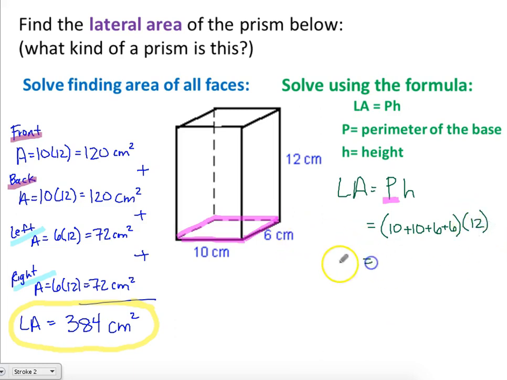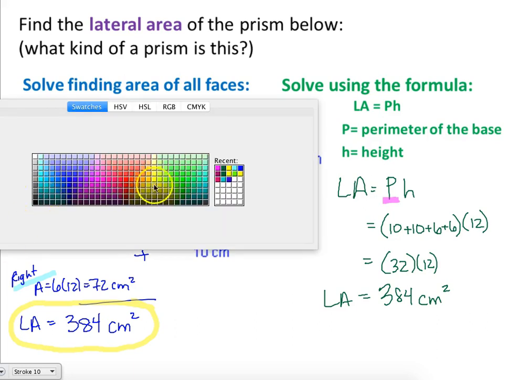So the lateral area is going to be equal to 10 plus 10 is 20 plus 12, that's 32. I'm just simplifying here. So 32 times 12, we get, this number should look familiar: 384 centimeters squared is the lateral area. So we get the same answer, just two different methods. Whichever one makes more sense to you.